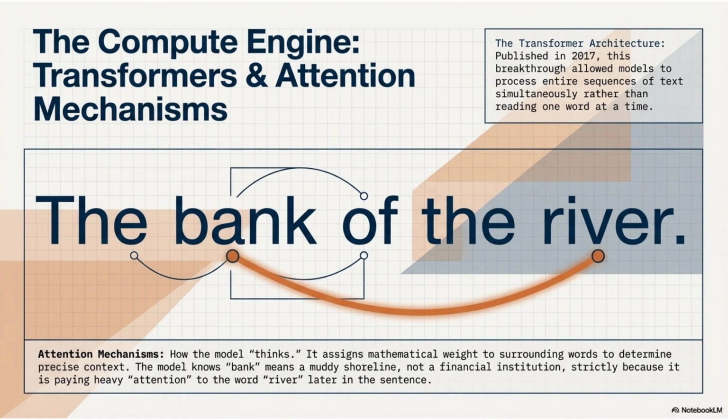Look at the sentence on this slide, the bank of the river. How does the model know that bank means a muddy shoreline and not a financial institution? It's because the attention mechanism assigns mathematical weight to surrounding words to determine precise context. It pays heavy attention to the word river later in the sentence, and that context resolves the ambiguity.